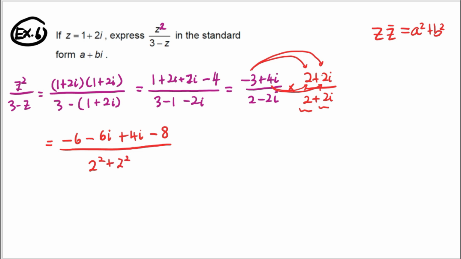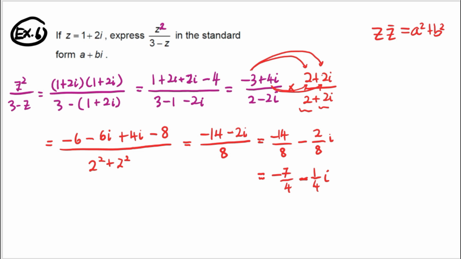All right, now we simplify the numerator. So negative 6 minus 8, meaning to say that we collect those real numbers, the real part. So negative 6 minus 8 will be negative 14. We have negative 6i plus 4i will give you negative 2i. You divide with 4 plus 4, which is 8. All right, simplify this one. Negative 14 divided by 8 minus 2 over 8i. So simplify this fraction and it will give you negative 7 over 4 minus 1 over 4i. Okay, we have something like this. All right, we are done.